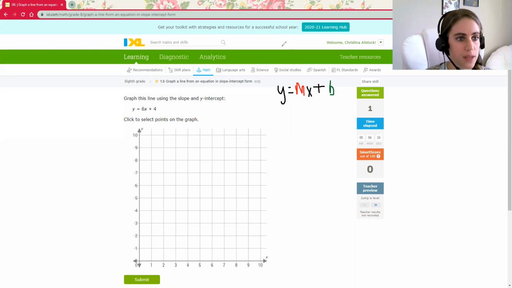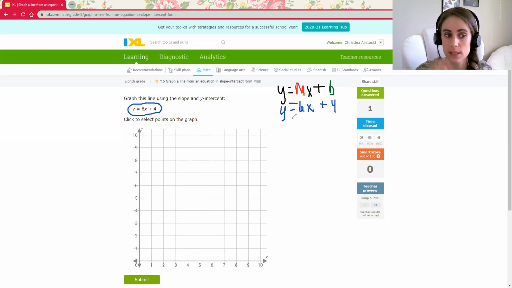And if we write the equation they gave us directly underneath it, that'll help us see better what our slope and y-intercept are. Y equals 6x plus 4. We want to start with our b, the beginning, which is our y-intercept. So what is our y-intercept? Yeah, it's 4. B and 4 line up. Oops, wrong color. Let's fix that.